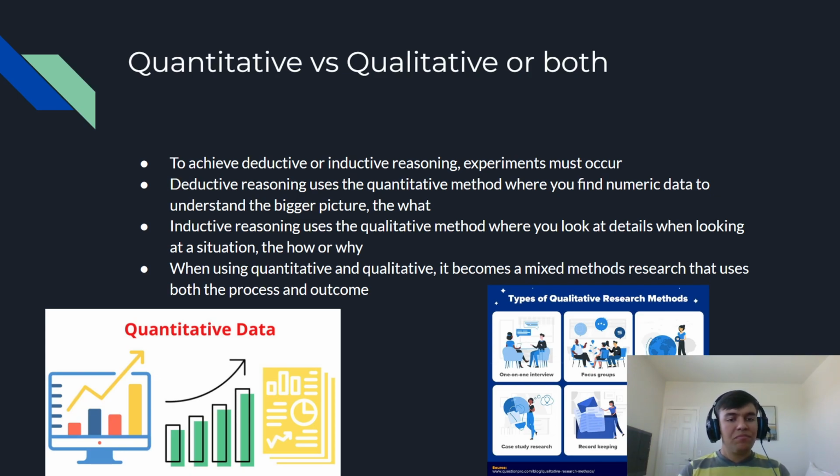And then, you can look at them separately, or you can combine them, looking at the quantitative and qualitative, and that's defined as the mixed methods research that uses both the process and the outcome for explanation. And that's about it.